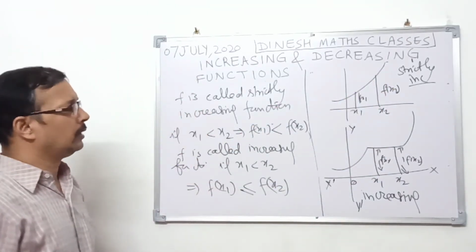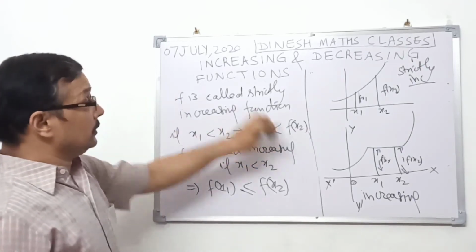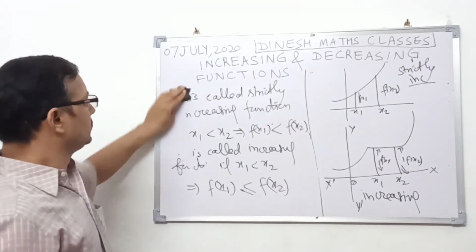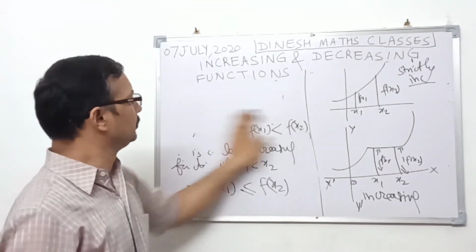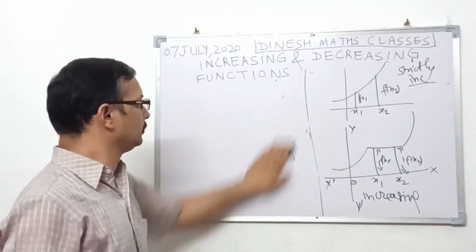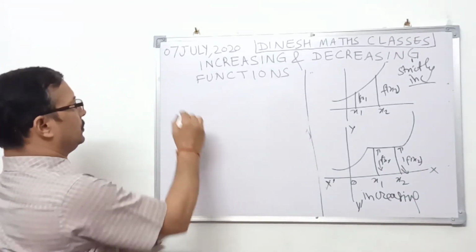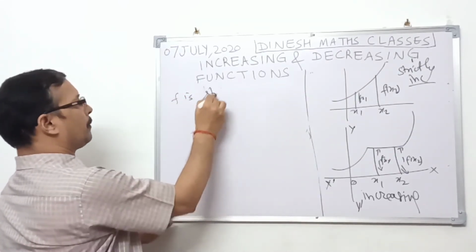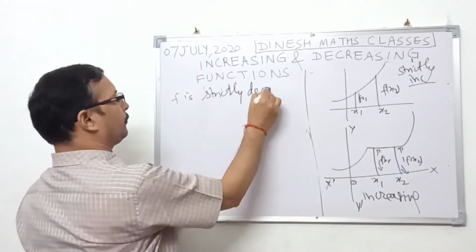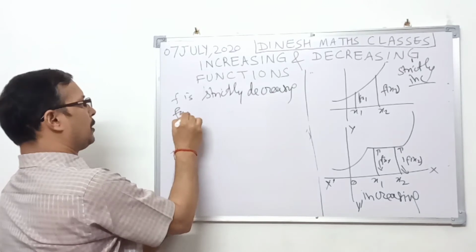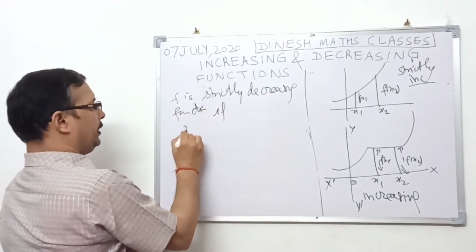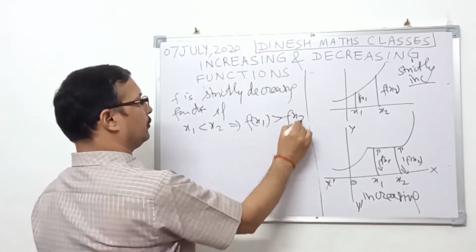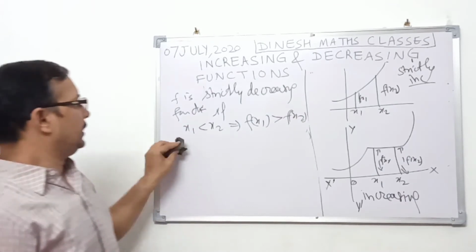Similarly, the situation is the same for decreasing and strictly decreasing functions also. See that case also. So f is a strictly decreasing function if x1 less than x2 implies f(x1) is greater than f(x2).